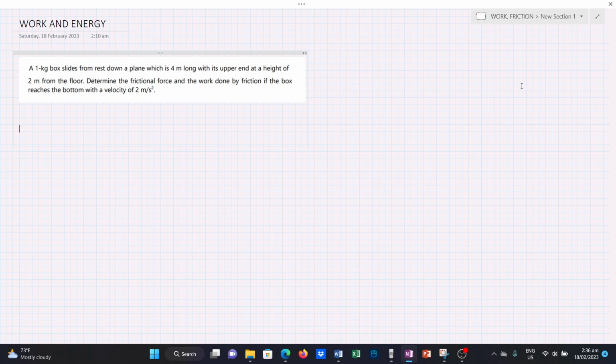A 1 kilogram box slides from rest down a plane, which is 4 meters long, with its upper end at a height of 2 meters from the floor. Determine the frictional force and the work done by friction if the box reaches the bottom with a velocity of 2 meters per second squared.